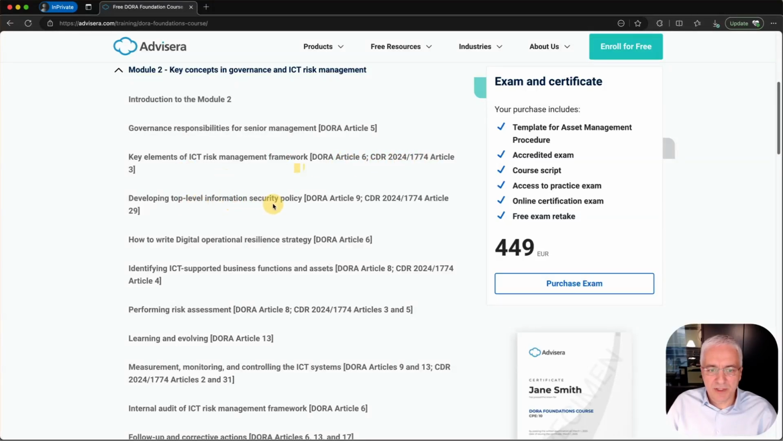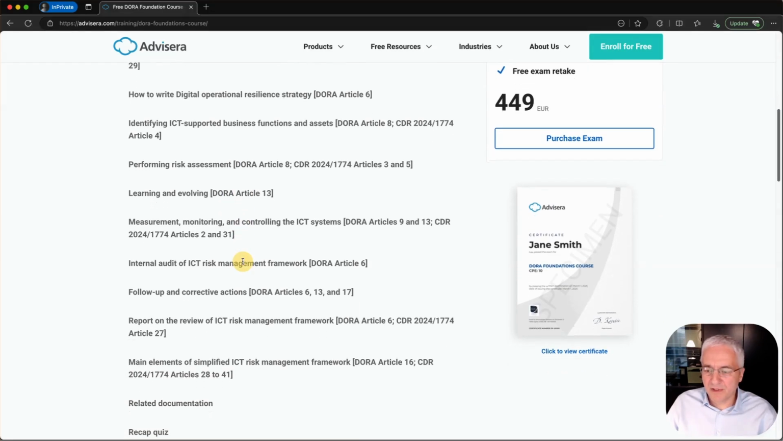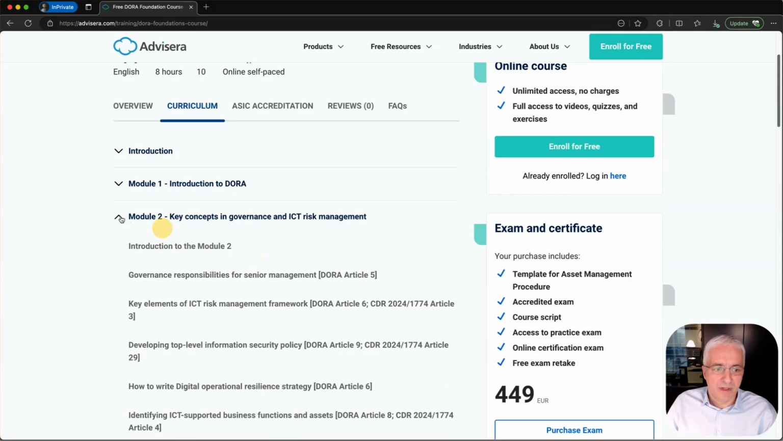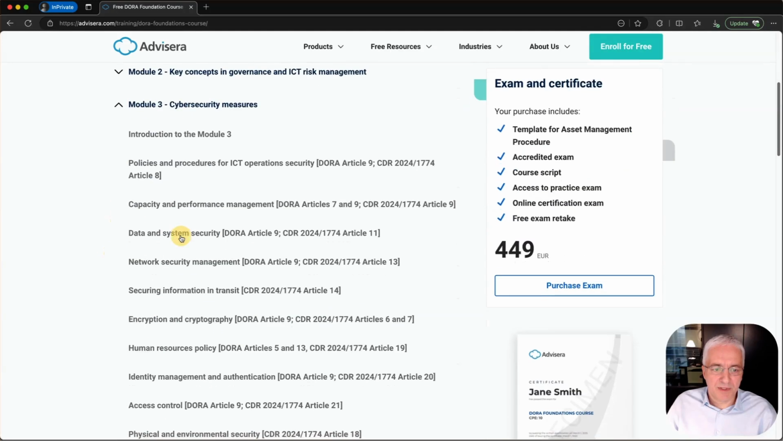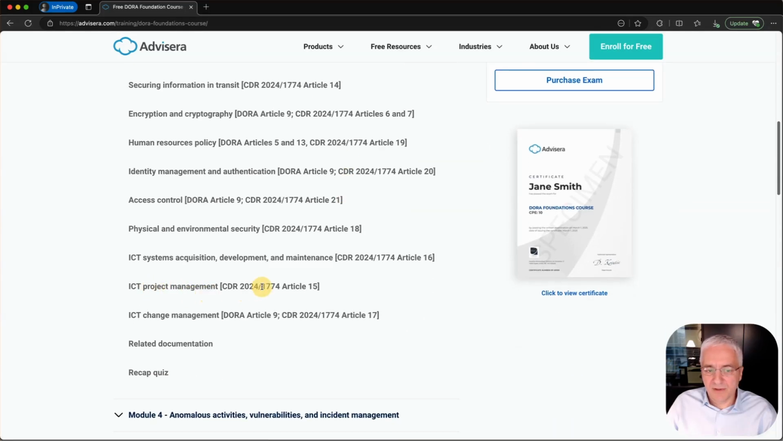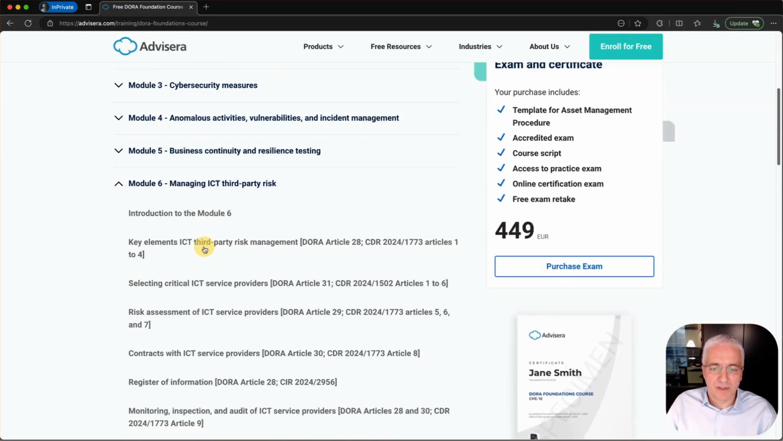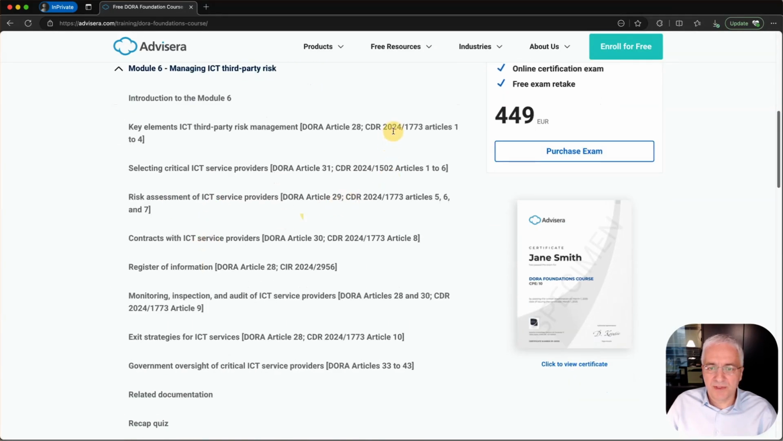Same thing for information security policy, CDR 2024-1774, also for identification of business functions and assets, and so on and so forth. As you can see, most of these lessons cover not only DORA, but also relevant CDRs. When we go further to module 3, cybersecurity measures, again, you can see that in many cases both DORA and CDRs are covered, and in some cases there is a whole lesson only about a particular article in a particular CDR. Let's see some other modules. So let's say managing ICT third-party risk. Here you can see that most references are for this CDR 2024-1773, but also 1502.